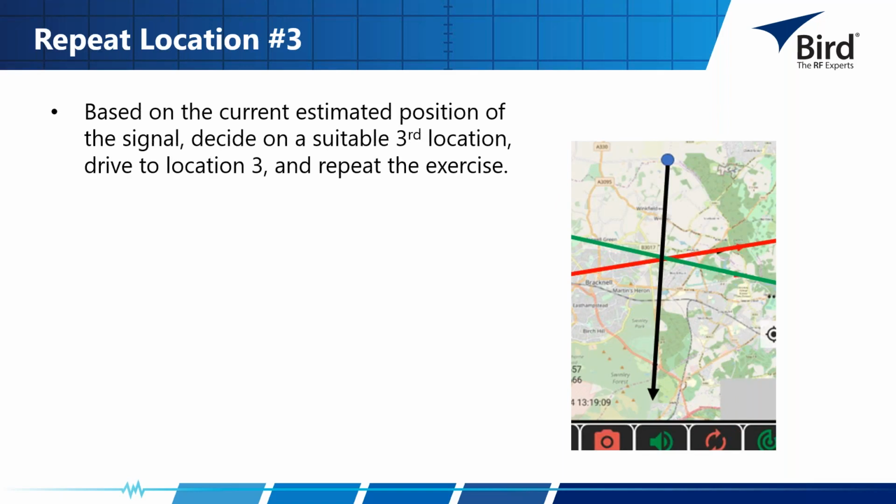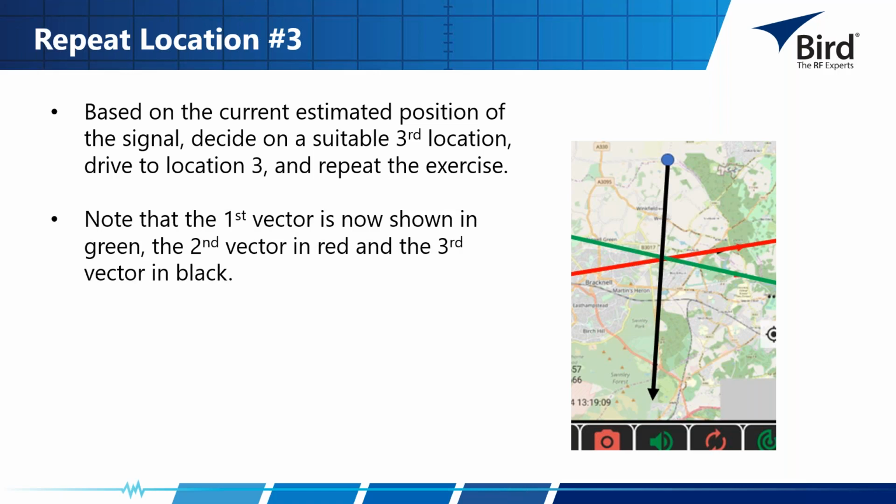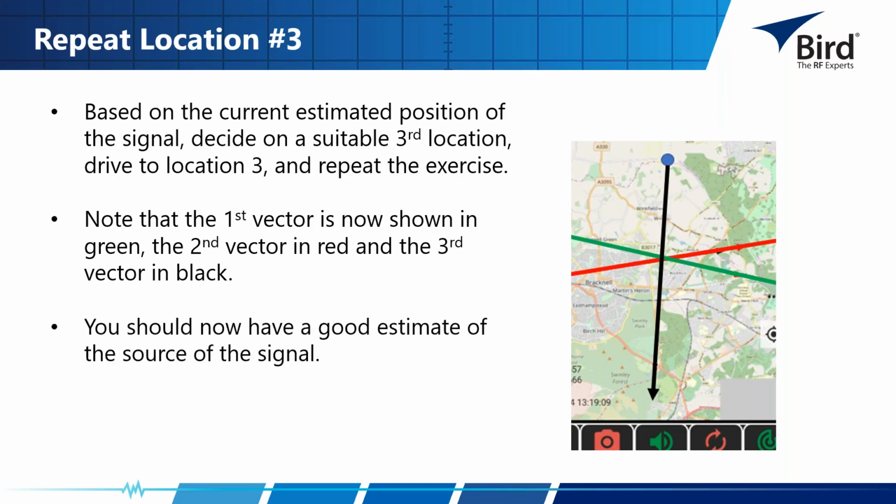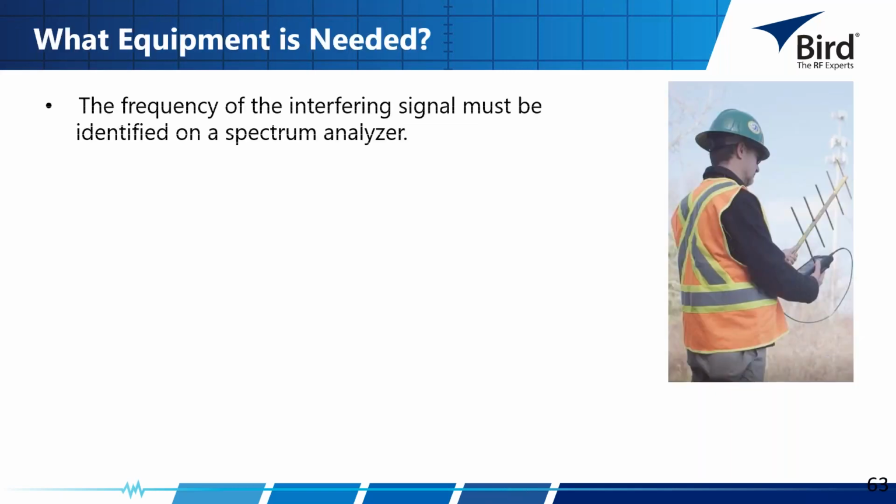Drive to a third location and repeat. Based on the current estimated position of the signal, decide on a suitable third location. Drive to location 3, repeat the exercise. Note that the first vector is now shown in green, the second vector in red, and the third vector is black. You should now have a good estimate of the source of the signal.